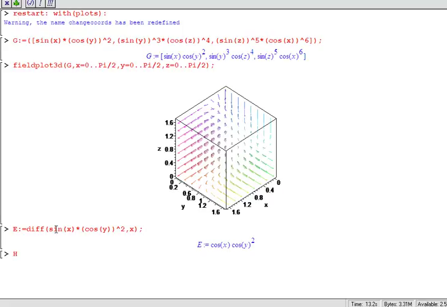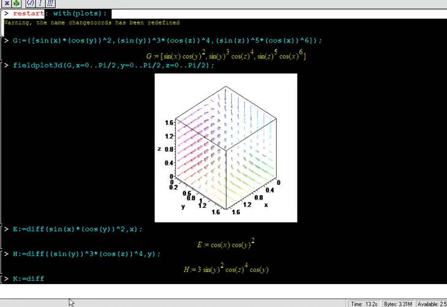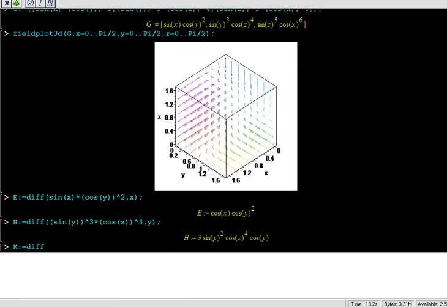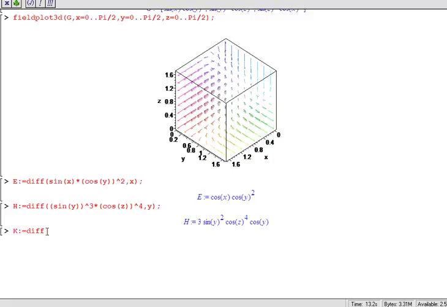I'll let H equal the derivative of Q with respect to Y. And I'll let K be the derivative with respect to Z. That's the derivative of R with respect to Z.